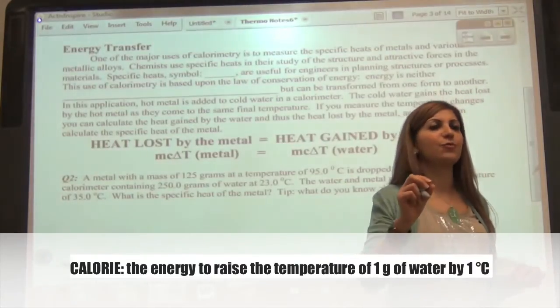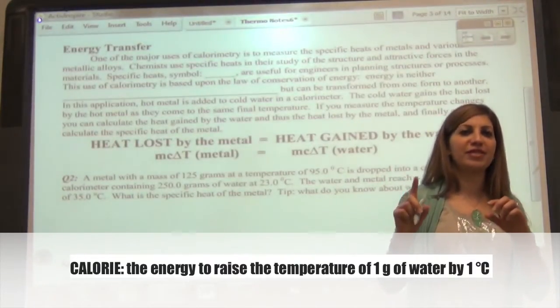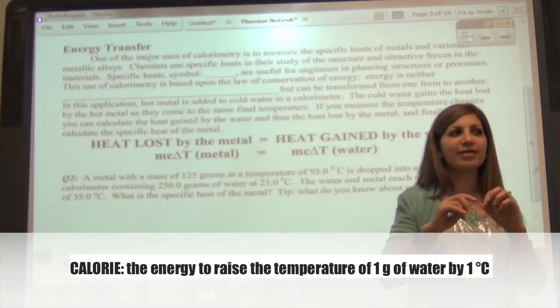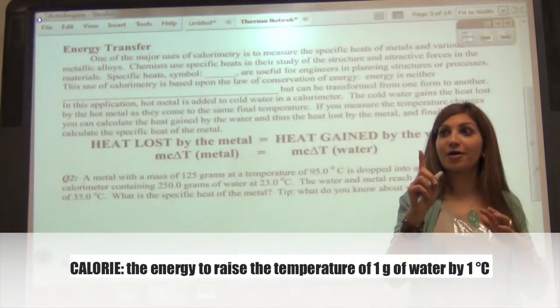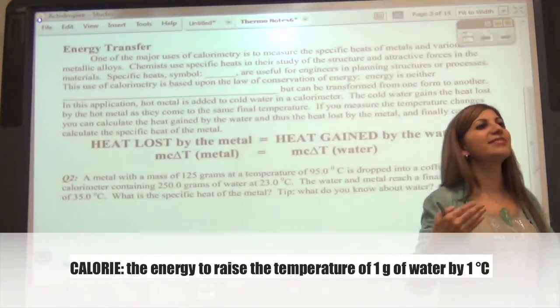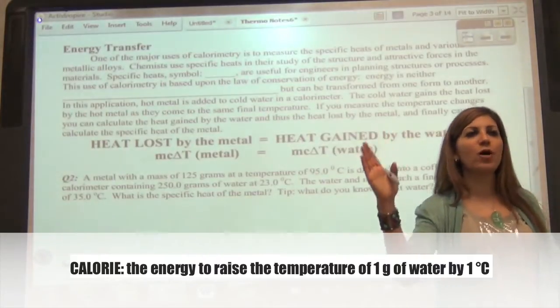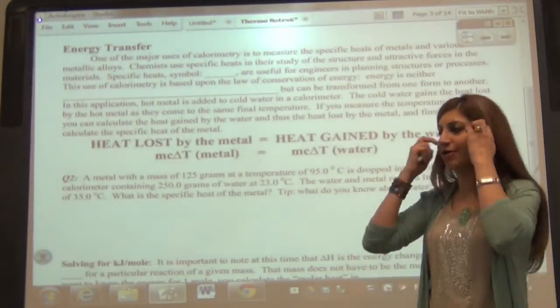By definition, 1 calorie is the amount of energy it takes to raise how much water? Anybody know? 1 gram of water by how much? 1 degree Celsius. Awesome. That's the definition of the calorie. So it's 1 calorie per gram degree Celsius for water. Okay, so that works for water.